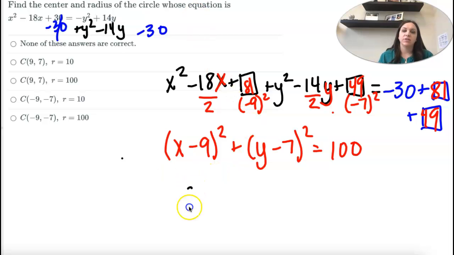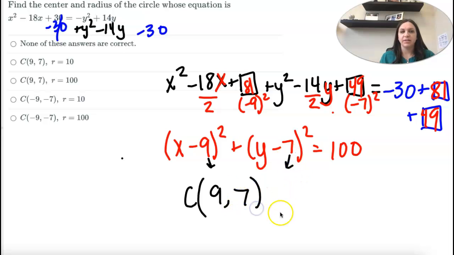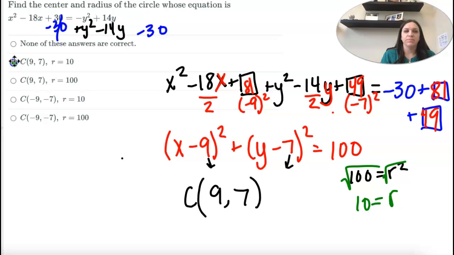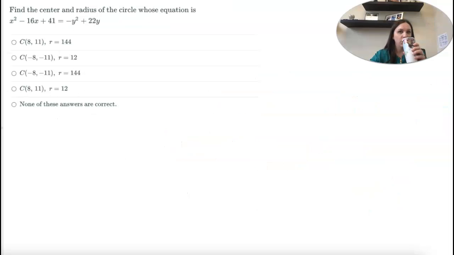So my center is positive 9, opposite sign, positive 7, opposite sign, and then 100 is the radius squared. It's not the radius. So we square root both sides. The radius is actually equal to 10. It's this one. Okay, we got one more just like that.